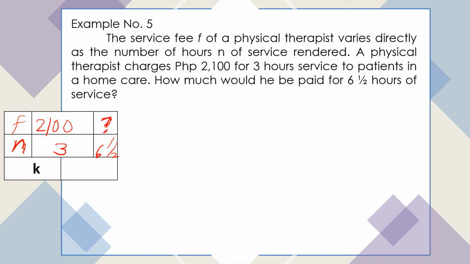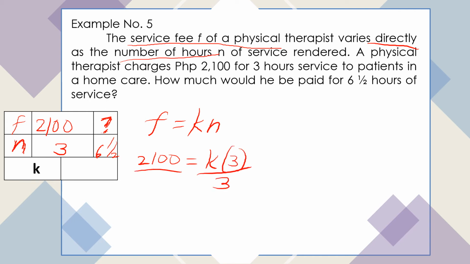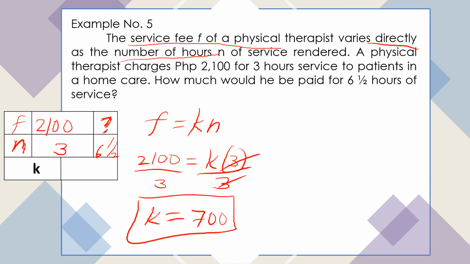So first, hanapin muna natin yung value ng K. Para mahanap yan, lagay muna natin to sa equation. The service fee varies directly as the number of hours. Therefore, F equals KN. Palitan natin yung F ng 2,100. Then K, value ng N natin is 3. Dividing both sides sa 3. Cancel natin to. Matitira K equals 2,100 divided by 3. That would be 700. Ito na yung value ng K.